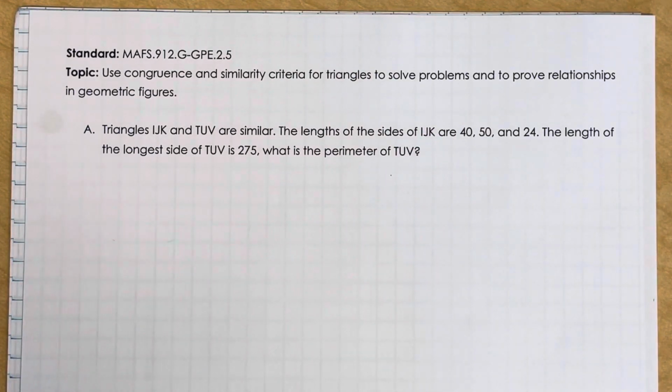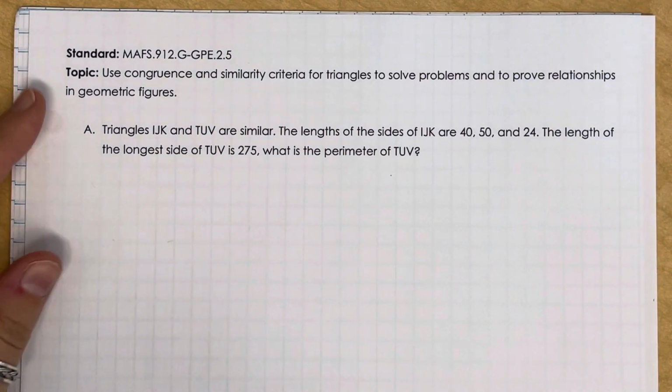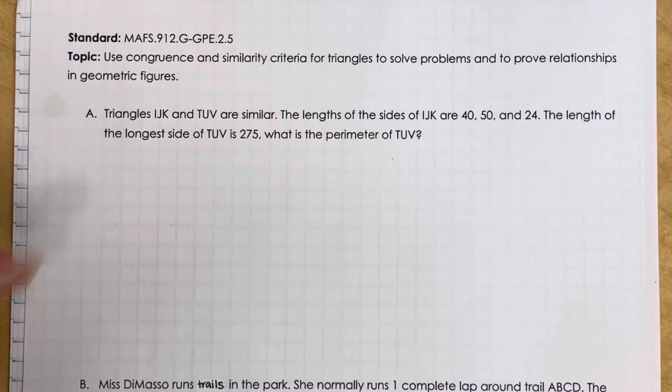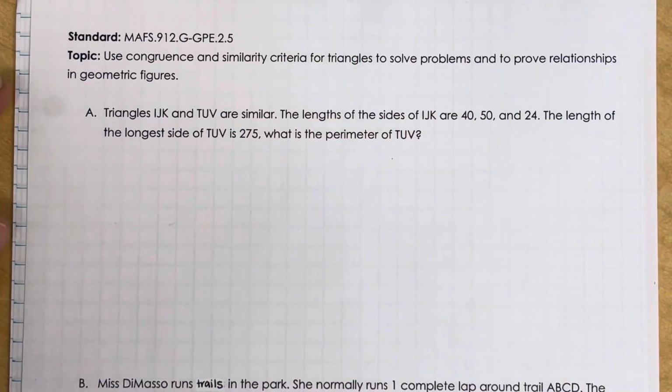Hey guys, in this video we're going to be talking about using congruence and similarity criteria for triangles to solve problems and to prove relationships in geometric figures. Let's get started. So letter A says triangles IJK and TUV are similar.